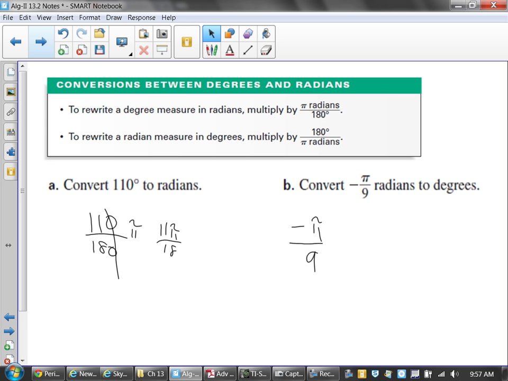If I want to convert negative pi over 9 into degrees, a suggestion that I will make: if they give you anything that's negative, put the negative symbol in your numerator. A lot of times students tend to forget that it's there. Just put it in the numerator. Multiply it by 180 and divide it by pi. Pi over pi is? So I have negative 1 up top, so I know I'll have a negative. And 9 goes into 180 how many times? 20. Your answer is negative 20 degrees.